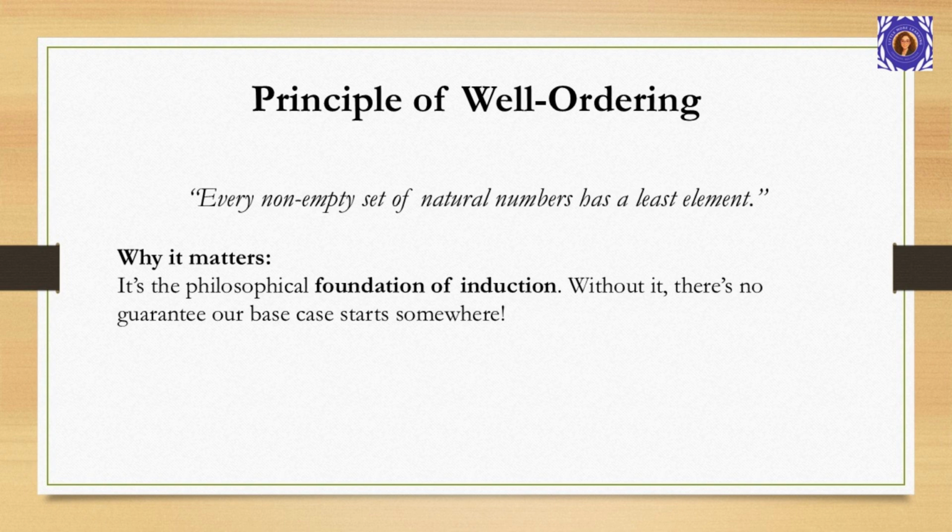When we prove something by induction, we are essentially saying if our statement fails for some natural number, then by the well-ordering principle, there must be a smallest natural number for which it fails. Let's call this the minimal counterexample and show that this leads to a contradiction. Without the well-ordering principle, we couldn't guarantee that our inductive arguments have a solid starting point. It ensures that there's always a first natural number where any pattern begins, which is crucial for the base case in inductive proofs.